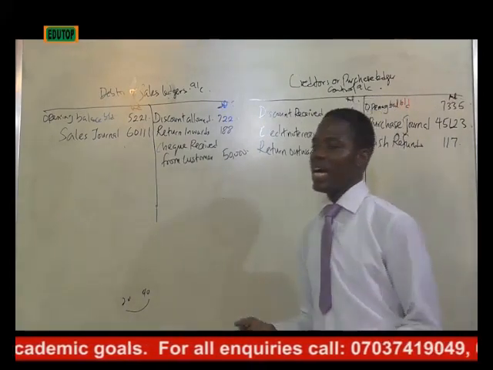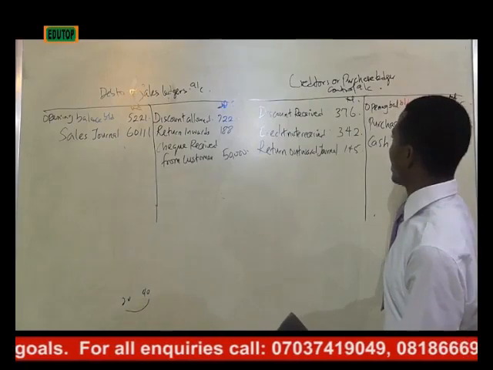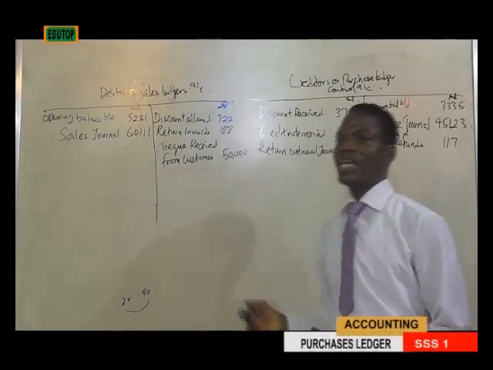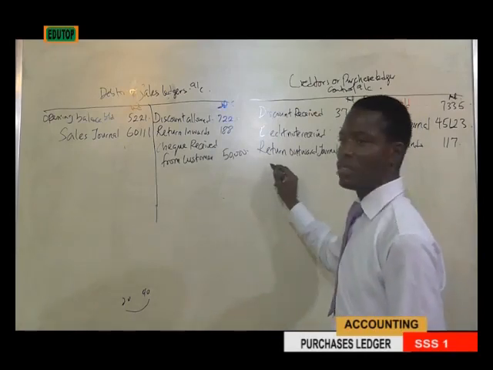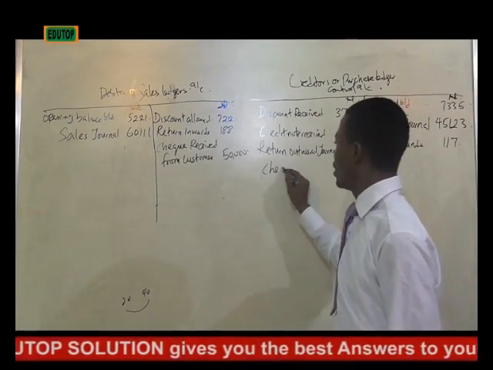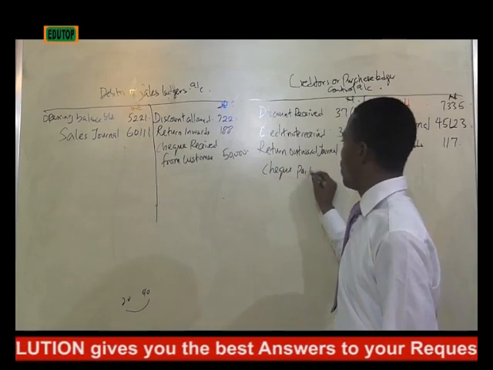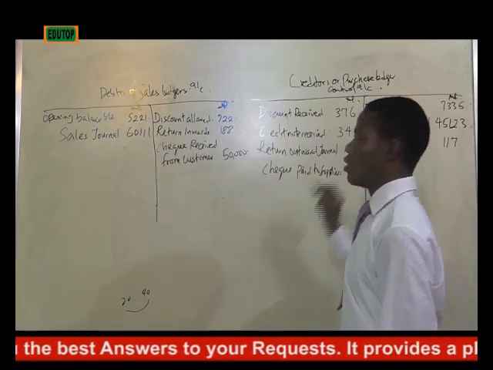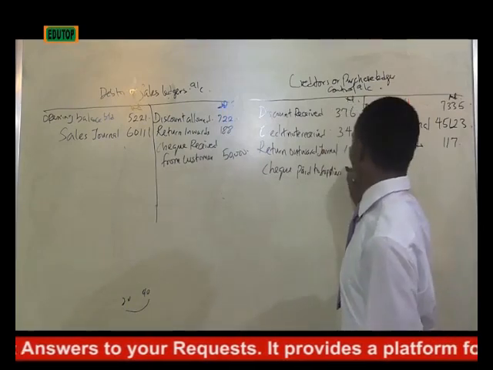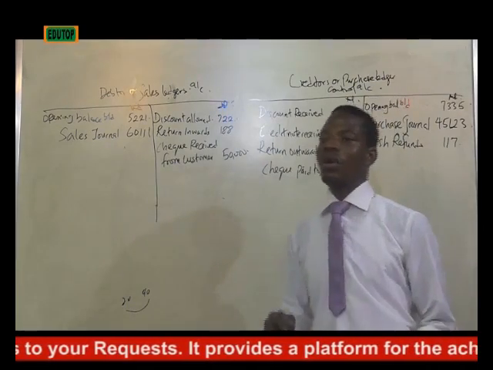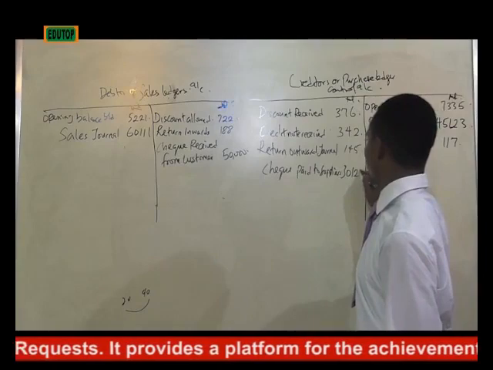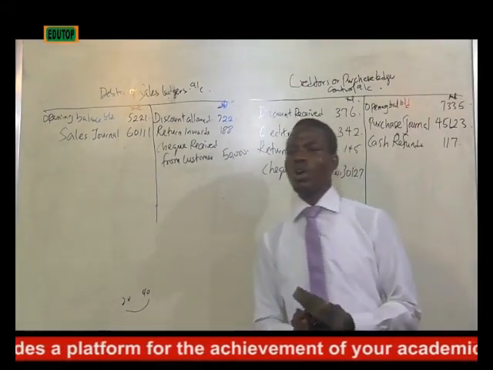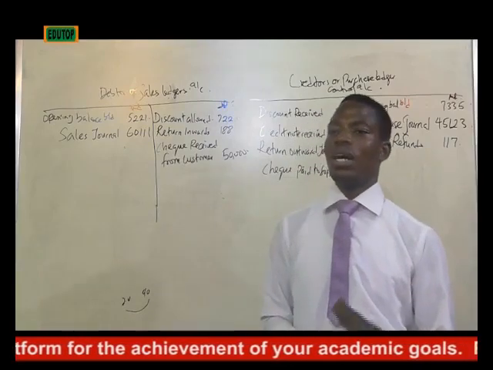Cash paid to supplier. That means out of the credit purchases that you make, you paid the supplier. So cheque paid to supplier. That is 30 and 127. Then 2 more questions to go.